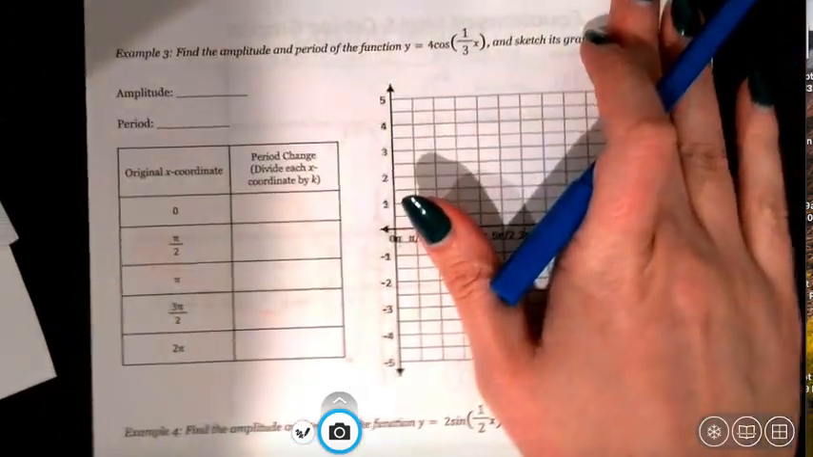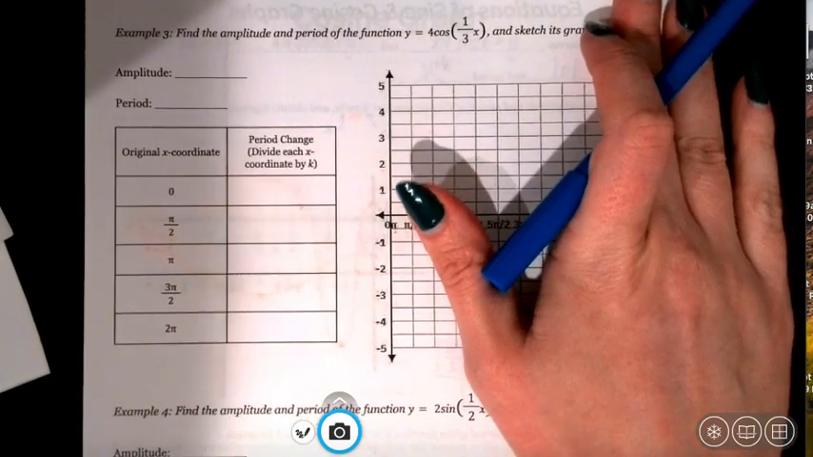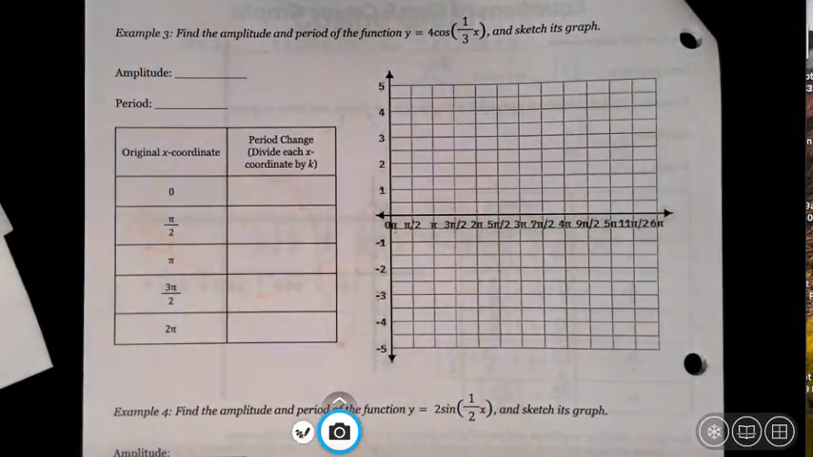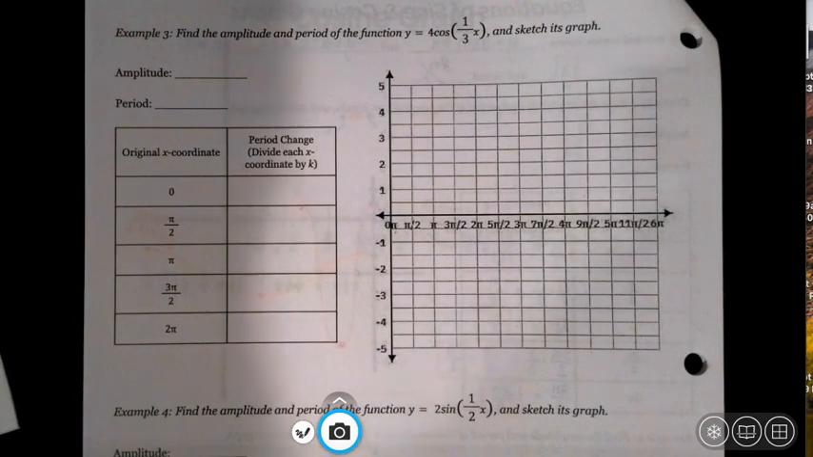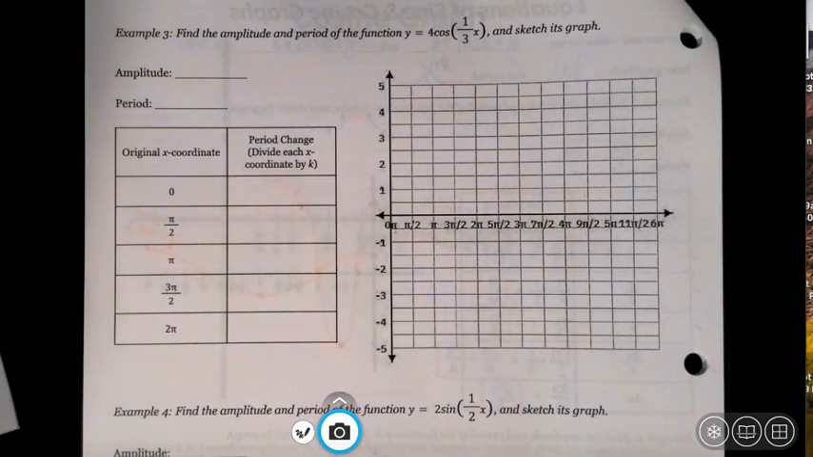So for example 3, this one's a little different because if you'll notice, we do have a fraction now in the equation. So I'm looking at y equals 4 cosine of 1/3 x. So I'm still doing the same thing. I'm finding my amplitude and my period, and I'm sketching the curve.